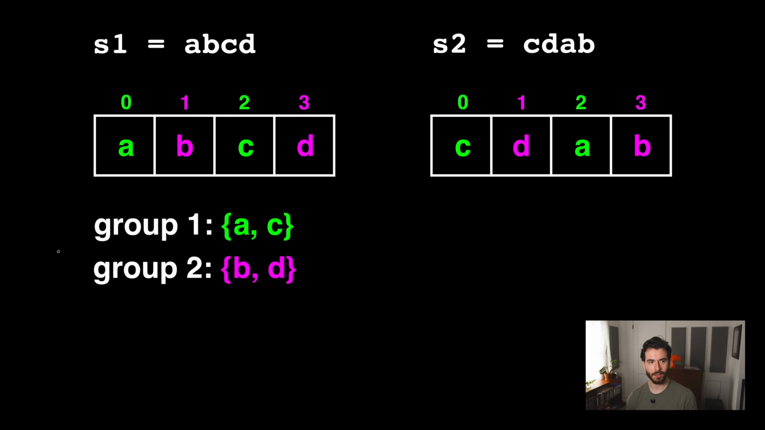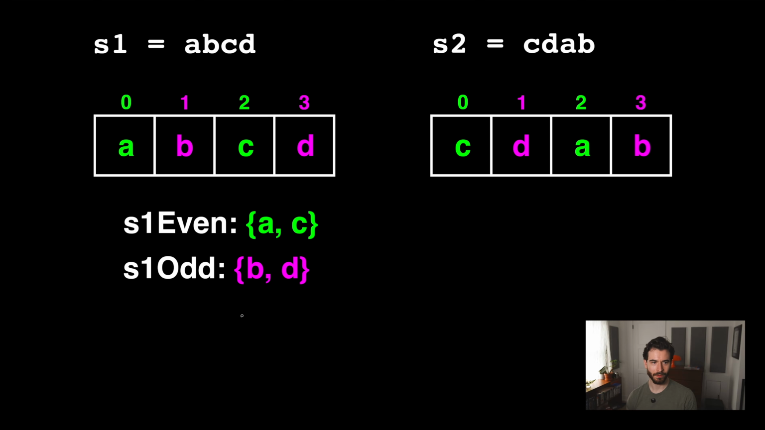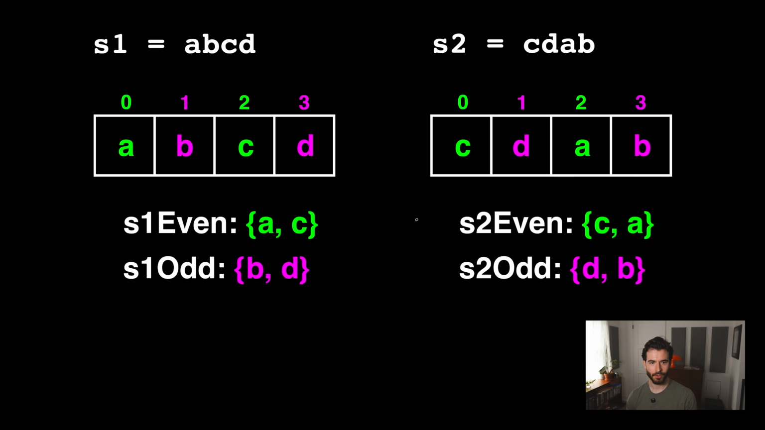So for the first string, we'd end up with these two groups where we could swap either of the characters between each other. So in group 1, we have A and C, and in group 2, we have B and D. And notice that because we're spacing potential swaps apart by 2, all the indices in group 1 are even, and all the indices in group 2 are odd. So we can actually call the two groups for this string S1 even and S1 odd. Likewise, for the second string, we also have two groups, one for even indices and one for odd indices.